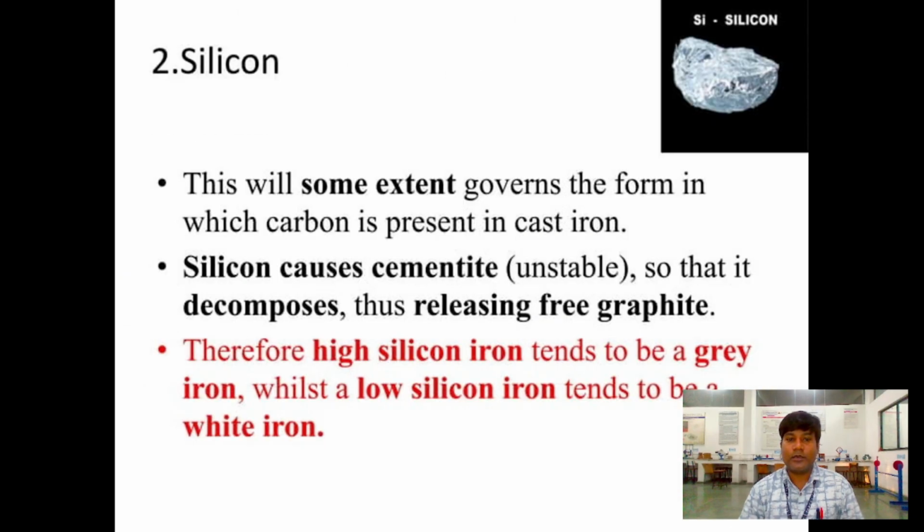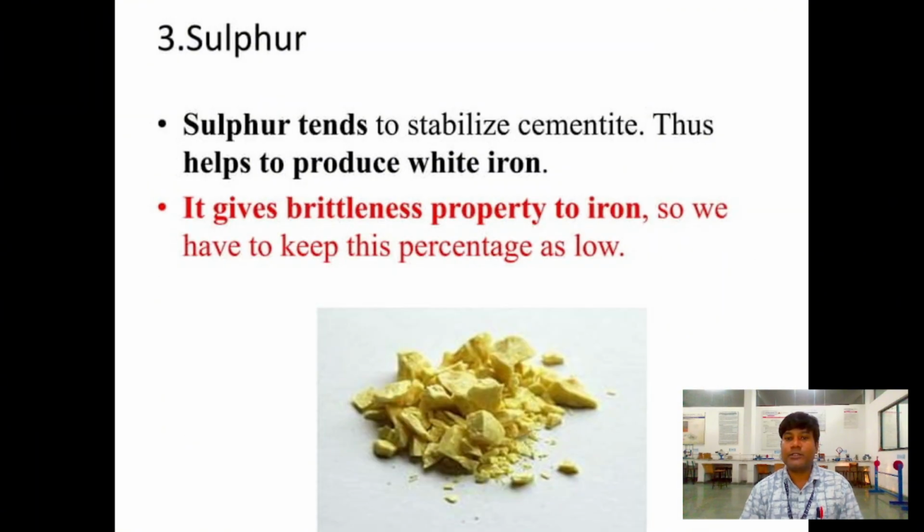Silicon. This, to some extent, governs the form in which carbon is present in cast iron. Silicon makes cementite unstable. Because it is unstable, it decomposes, thus releasing free graphite. Therefore, high silicon iron tends to be gray iron, while low silicon iron tends to be white iron. Sulfur tends to stabilize cementite, and because it is stabilized, it helps to produce white iron. It gives brittleness to iron, so we have to keep this percentage low.